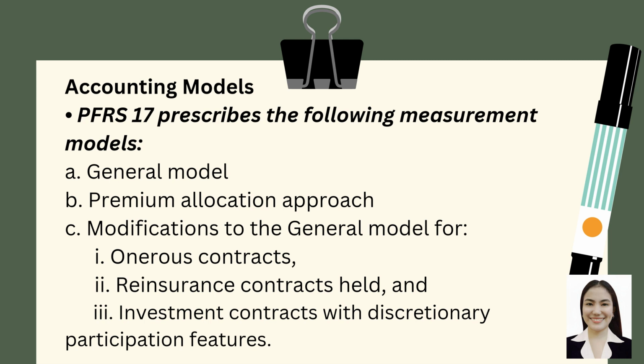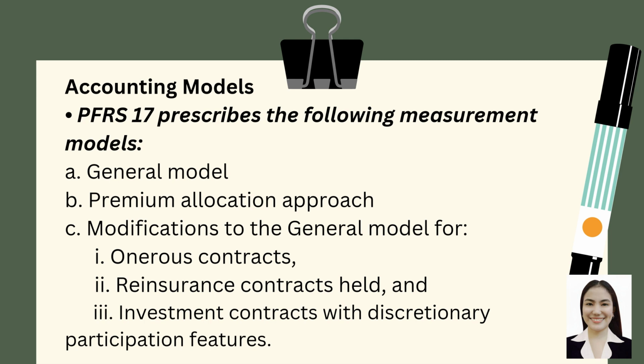Ito yung simplified measurement of a group of insurance contracts if at the group's inception, the entity reasonably expects that the simplification would result to an approximation of the general model, or kung yung coverage period of each contract in the group is 1 year or less. And also, the modifications to the general model for onerous contracts.